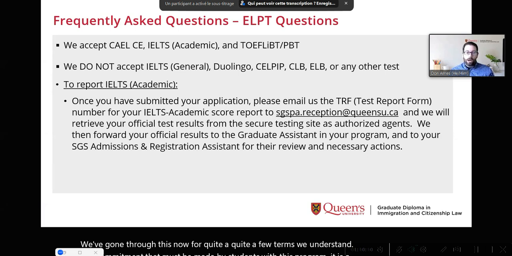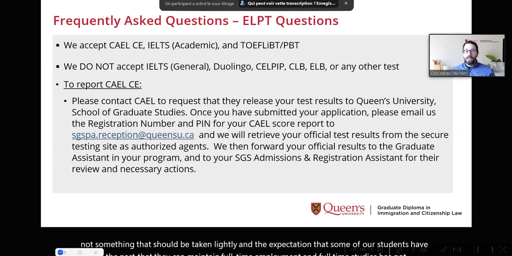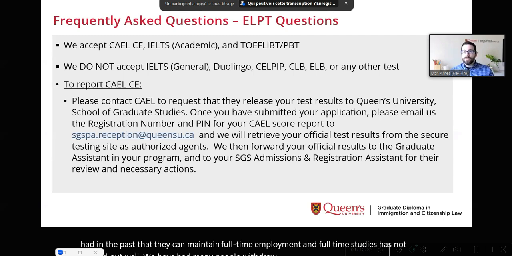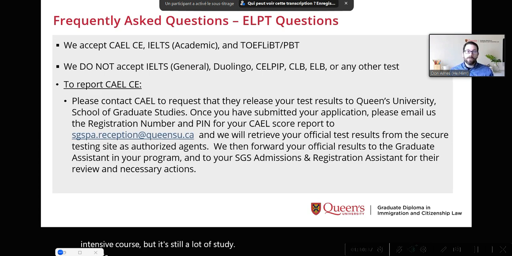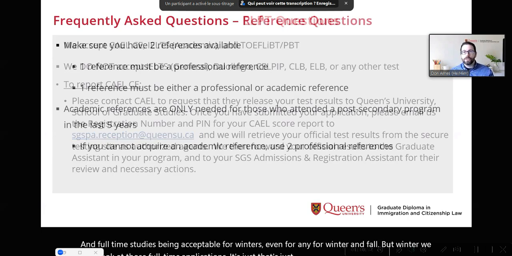It is a lot. Our program is not something that should be taken lightly, and the expectation that some of our students have had in the past that they can maintain full-time employment and full-time studies has not worked out well. We have had many people withdraw because the requirement's just too much. It lightens up in our program after the first course, which is great, after that first 6-week intensive course. But it's still a lot of study, and it's a policy. So on both of those fronts, that's why we don't look at full-time employment and full-time studies being acceptable, for winter and fall. But for winter, we only look at those full-time applications. That's just how our program is structured for winter intake.